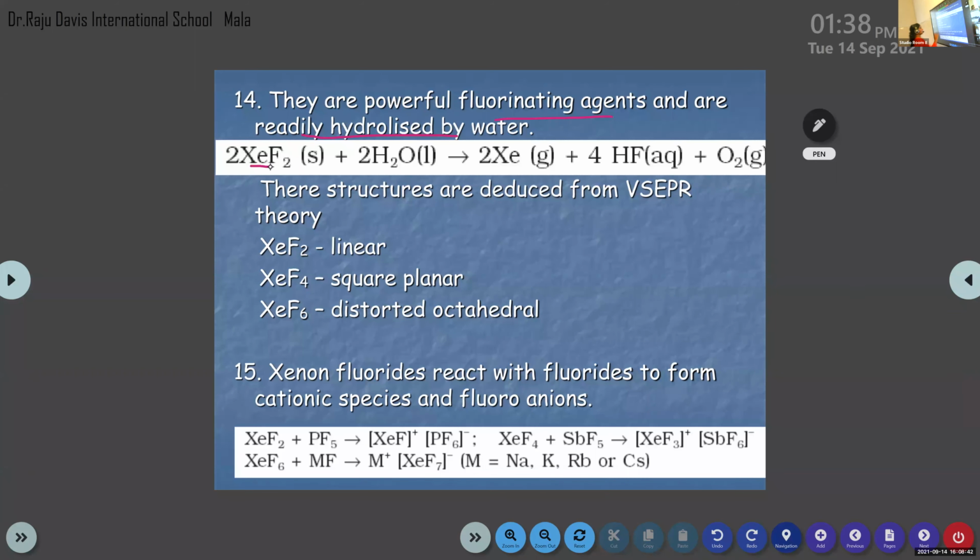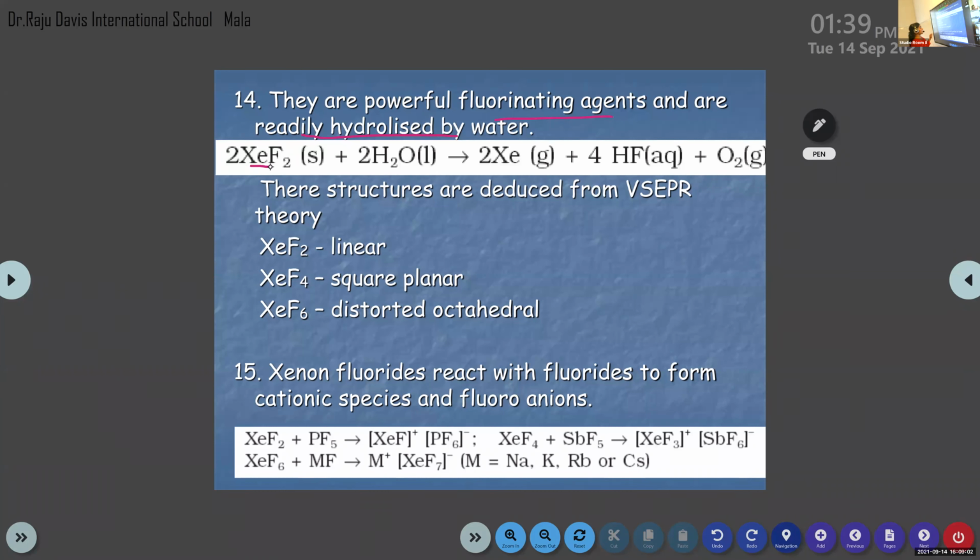And the next one is about the structures of each of these compounds. We have learned three xenon fluorine compounds, XeF2, XeF4, XeF6. Each compound has its own characteristic structure related to VSEPR theory, valence shell electron pair repulsion theory.